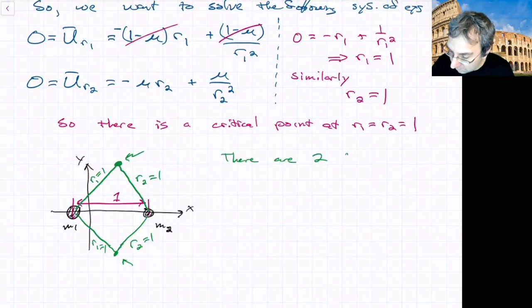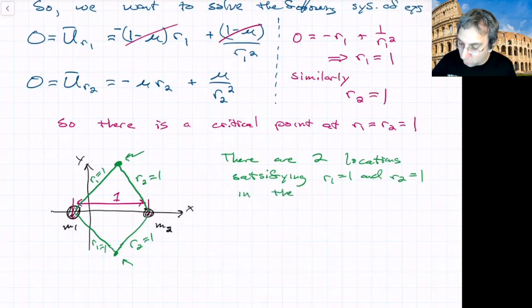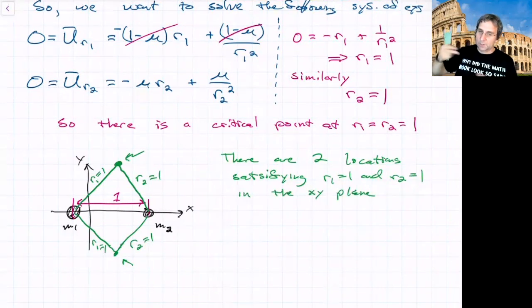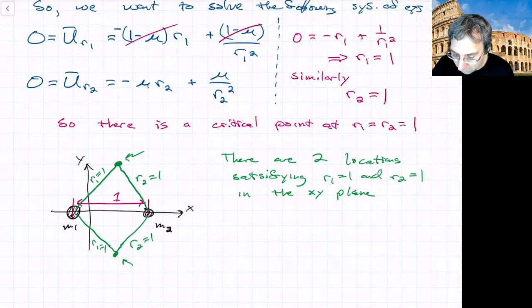There are two locations that satisfy this criterion, and they're two equilibrium points. Remember, we're only looking in the XY plane. If we could do something out of plane, but we can't, they just won't be equilibria. So these two have come to be called L4 and L5. So this point up here is L4, and this one down here is L5.